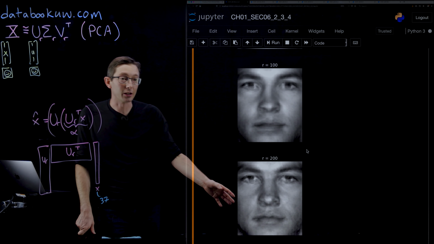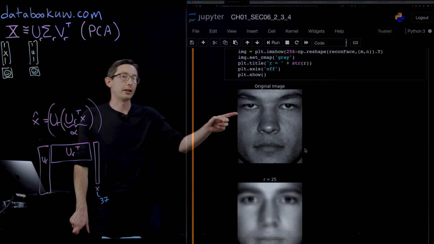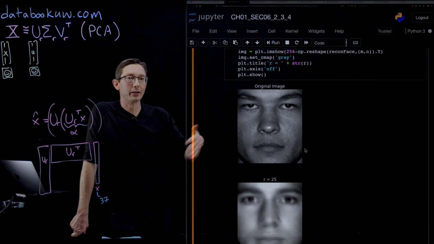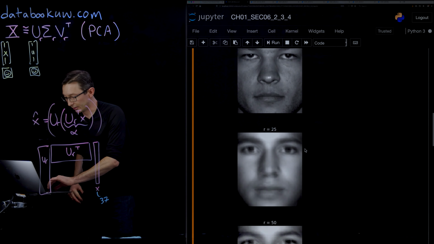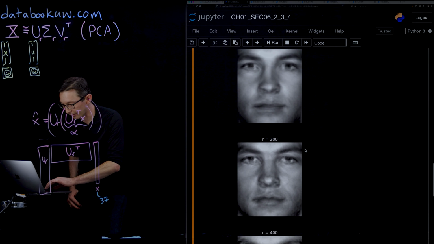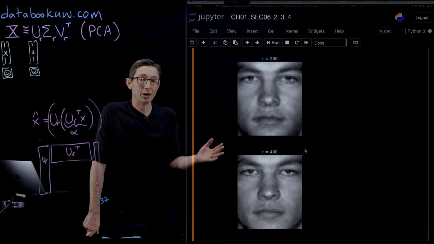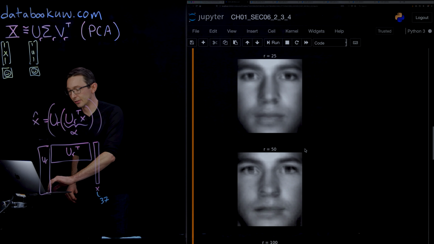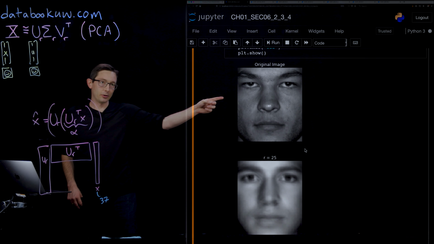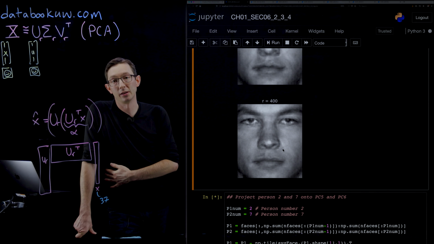Rank 200 is getting closer, so this actually is starting to look a little bit more like our person here, and it's just getting better and better and better with 400 modes, 800 modes, 1600 modes. This is going to look more and more like our person, so 400 modes. And I actually think that a phase change happens around 400 modes, where it really starts to look like the person. So you could almost pick out this person in a lineup if you were given this 400 mode representation of his face.